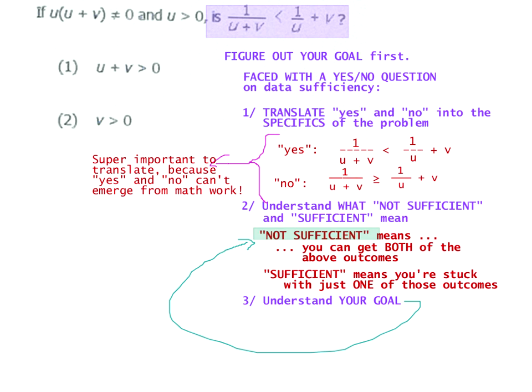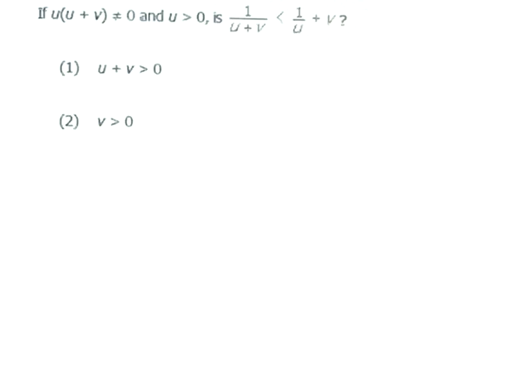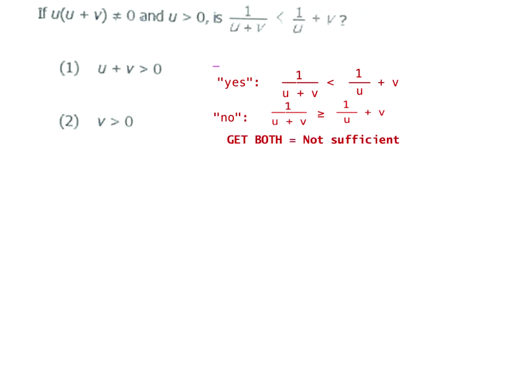So let's take this to the next page where we have some free space. And you want to do this every single time. So there's the question, and then here's the yes and no. And get both is not sufficient. And can't get both is sufficient.